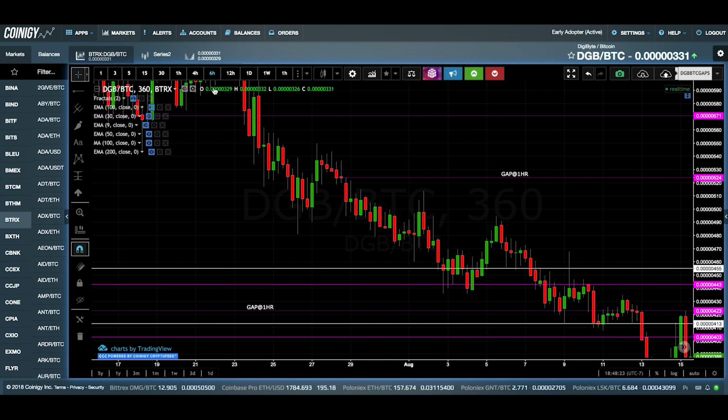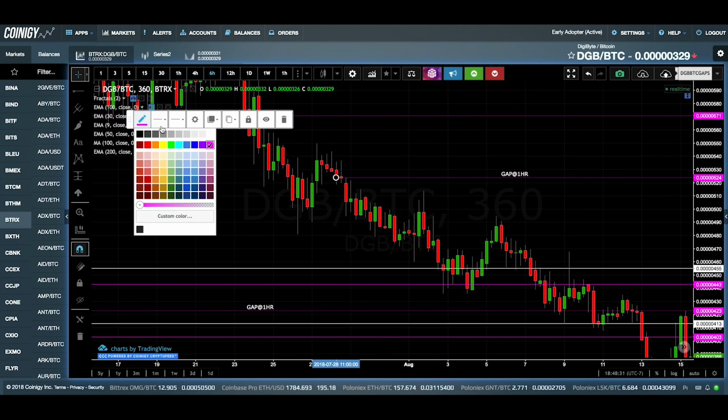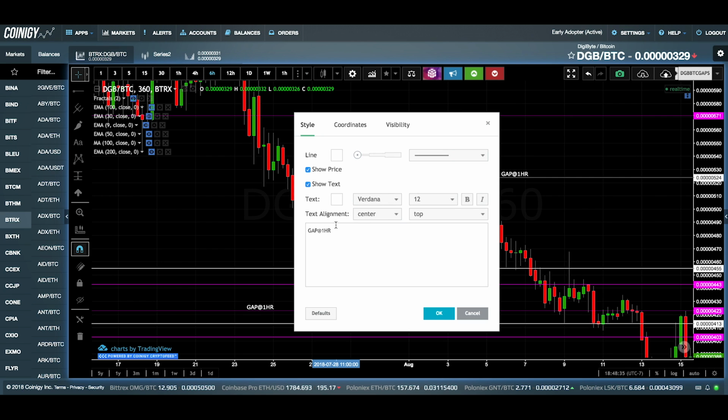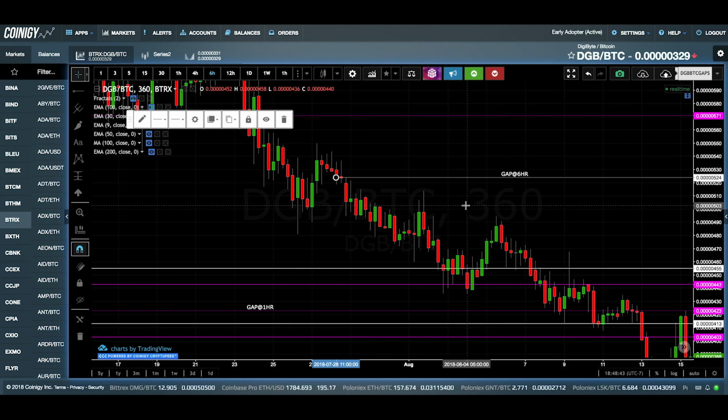Now, because we're in a 6 hour time frame and this is a gap here, what I'm going to do is I'm going to choose a different color. And I'm actually going to remove the text and edit the text so that I know that it's a 6 hour gap. Now, anything that is a 1 hour gap, I will leave a purple line. Anything above a 1 hour, I will leave a white line with the description. So here we had the 4 hour time frame. Here we have a 6 hour time frame.